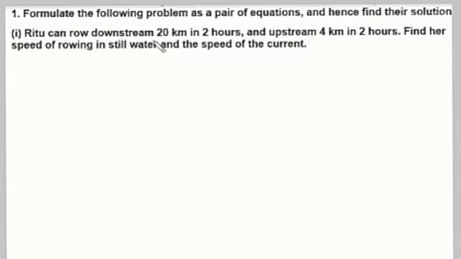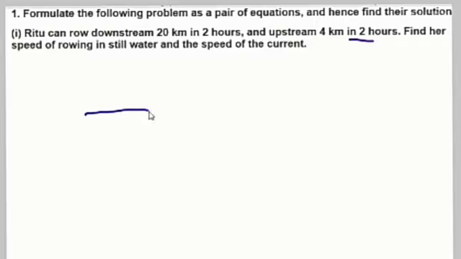Ritu can row downstream 20 km in 2 hours and upstream 4 km in 2 hours. Find her speed of rowing in still water and the speed of the current. So before solving it, first understand the concept.